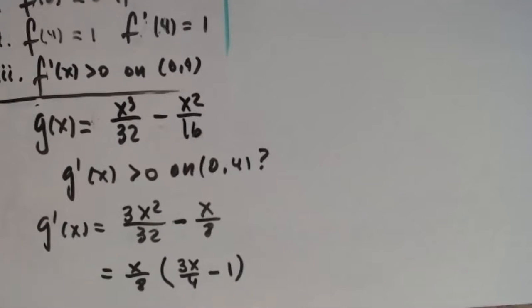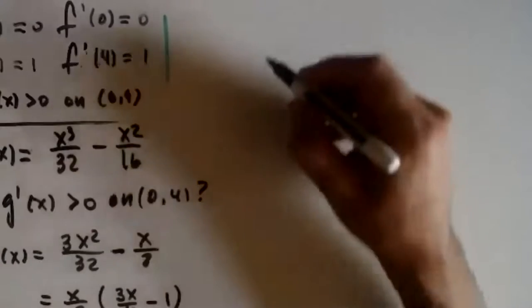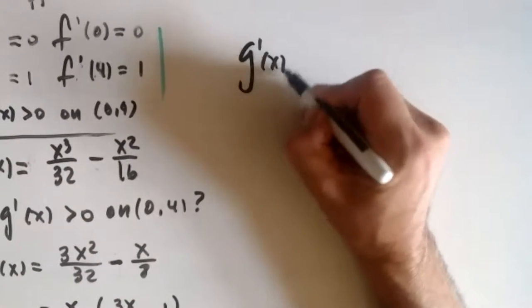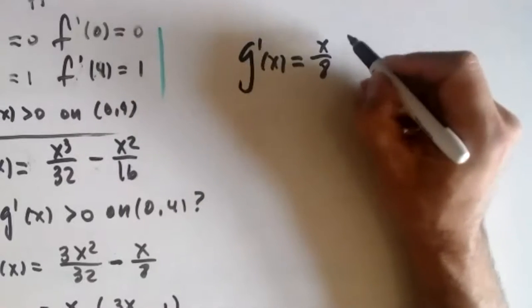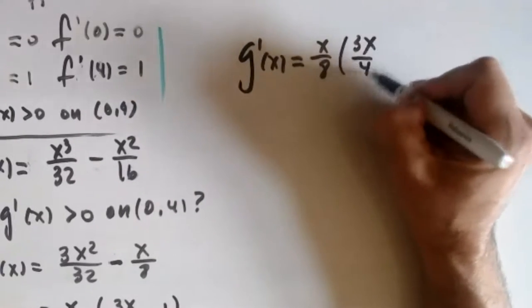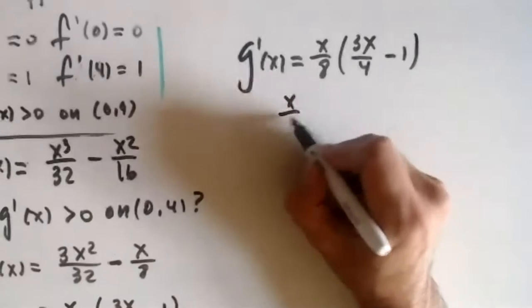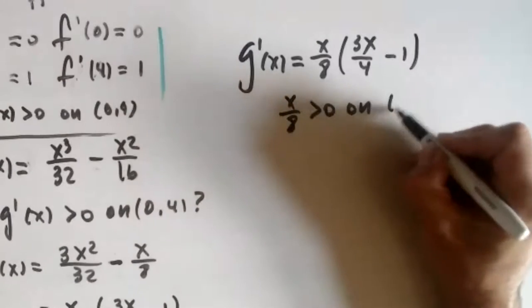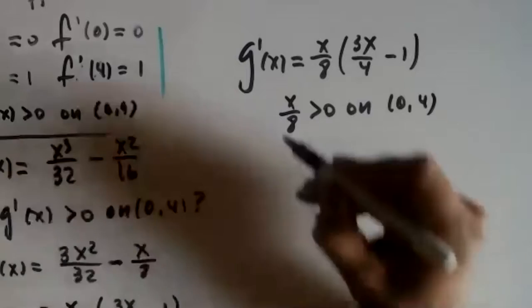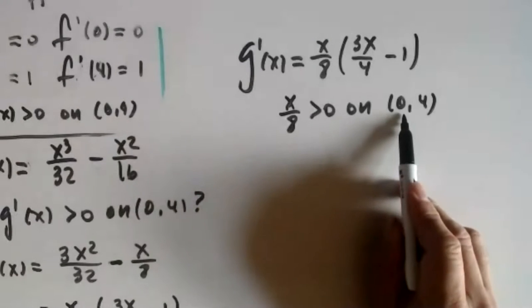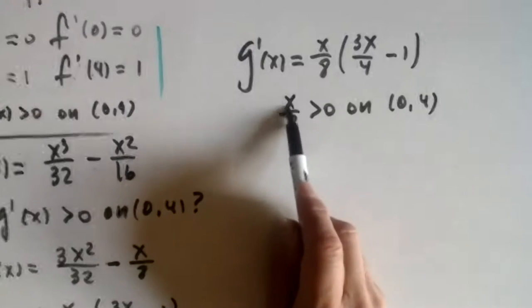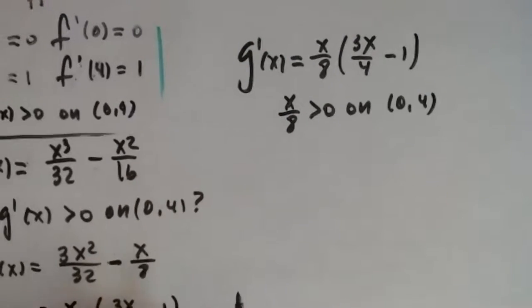Now, here is the point. How's this graph between 0 and 4? Let me just put it right here. g prime of x equals x over 8, 3x over 4 minus 1, correct? So, x over 8 is positive on 0, 4. That's not difficult to check because x is more than 0 and less than 4. This is always positive. Positive over a positive is positive.